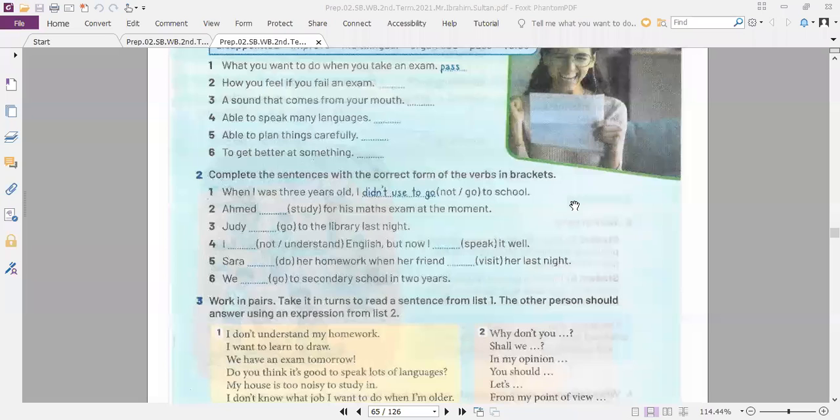كده خلصت ولا لسه في تاني؟ لا لسه. كويس كويس.